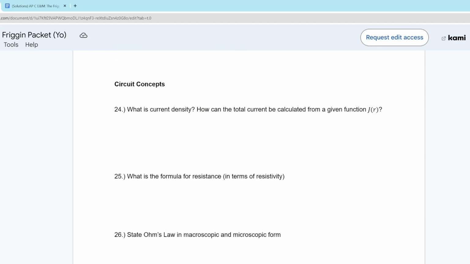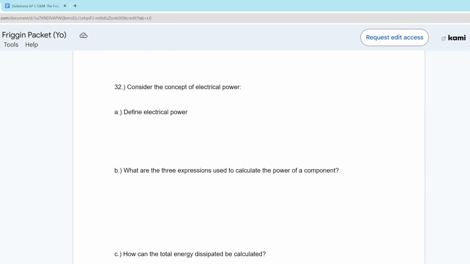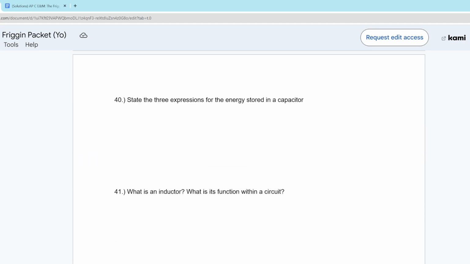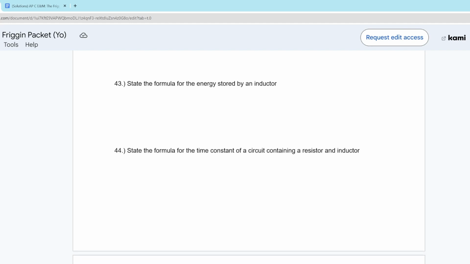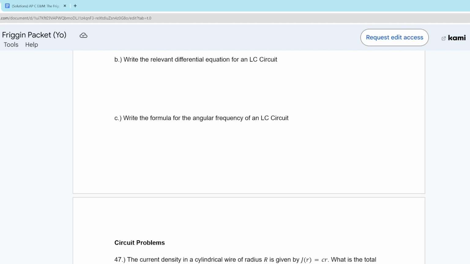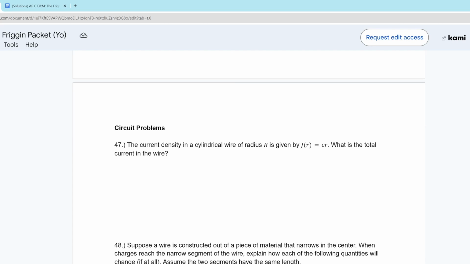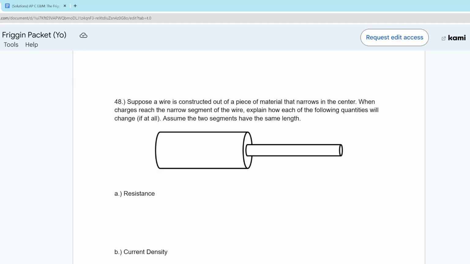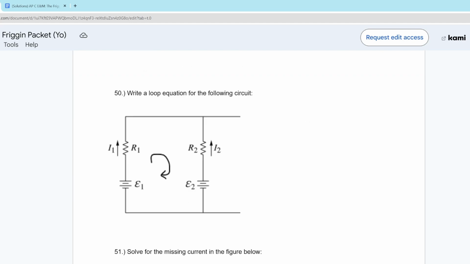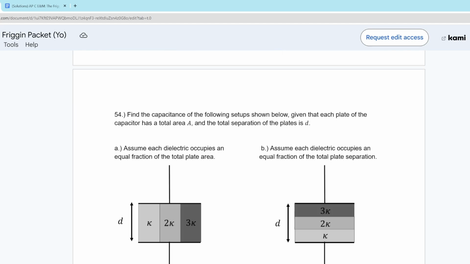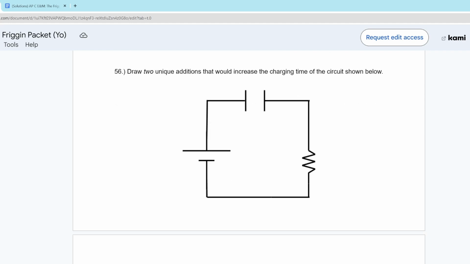So I actually put everything with circuits in this one section. So it starts with concepts, of course, like current, resistance, Ohm's law, but including things like capacitors and inductors, kind of all in one section, because I like the symmetry there. Then, of course, we have circuit problems. So finding current from a J of R, ranking different circuit quantities, writing loop and junction equations, REQ, capacitors, inductors, differential equations, everything.